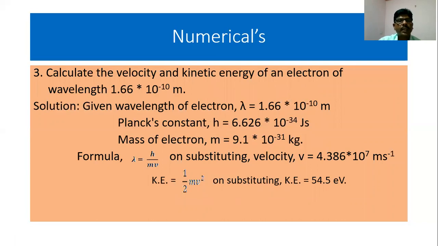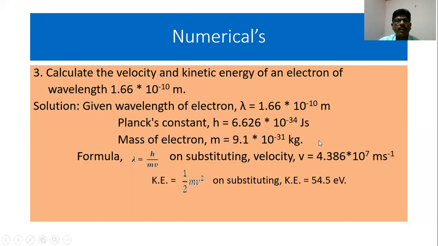Thirdly, we shall see how to calculate the velocity and kinetic energy of an electron of wavelength 1.66 × 10^-10 meter. Given wavelength of the electron is 1.66 × 10^-10 meter. We know the value of Planck's constant, h, is 6.626 × 10^-34 joule second. Mass of the electron m is 9.1 × 10^-31 kg.